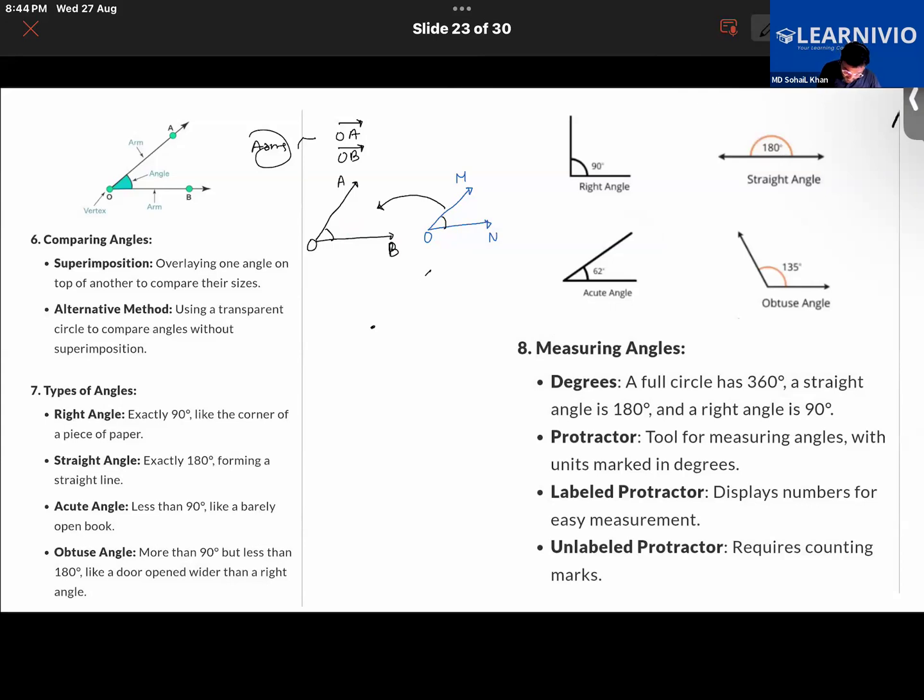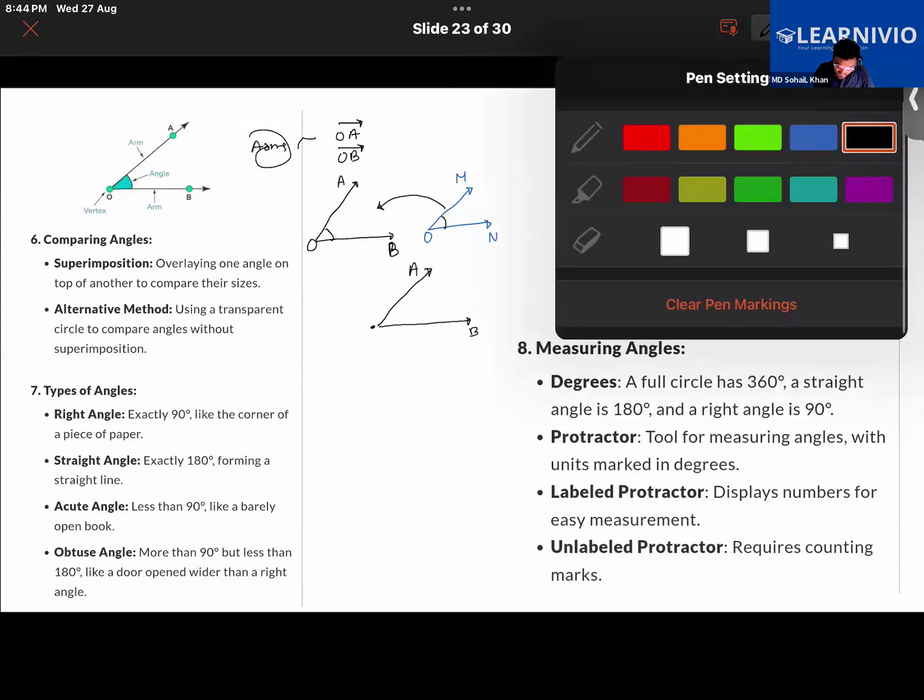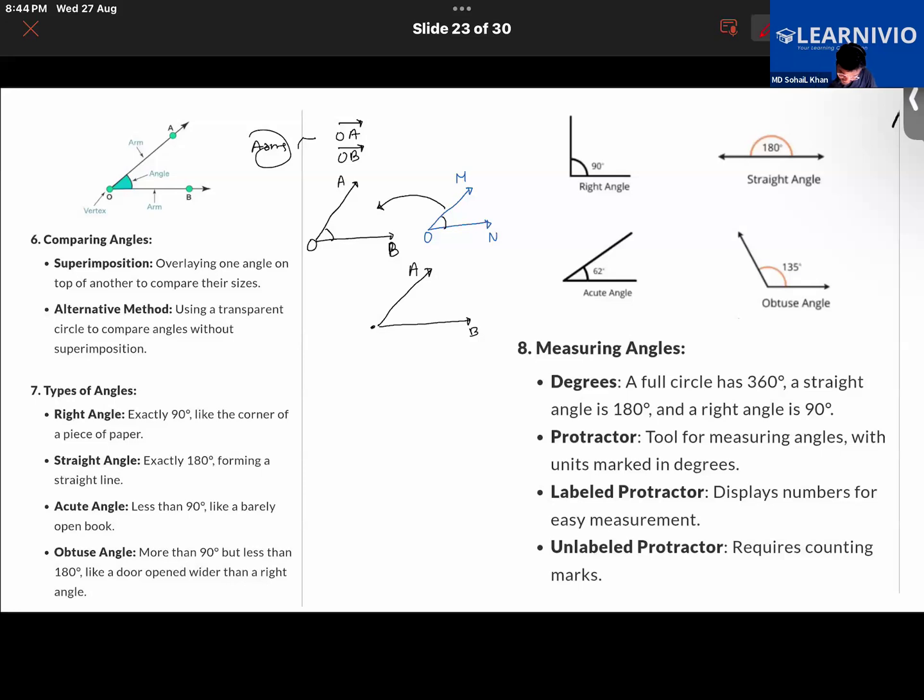So the vertex, and also at least one of the arms should meet together. At least one of the arms should be over one another. Getting it now? Yes, sir. Right? Let's say we make ON fall over OB. Let's place arm ON over arm OB.